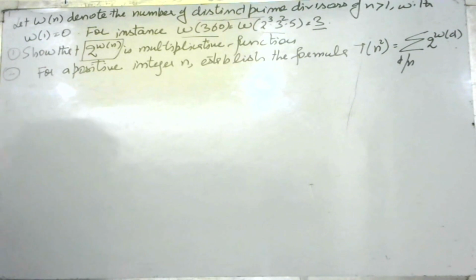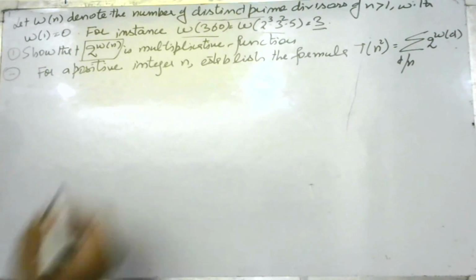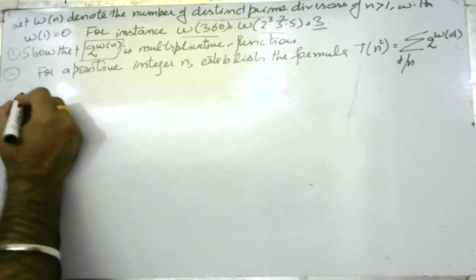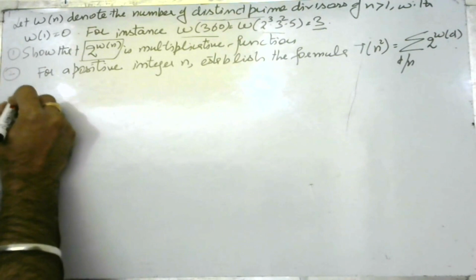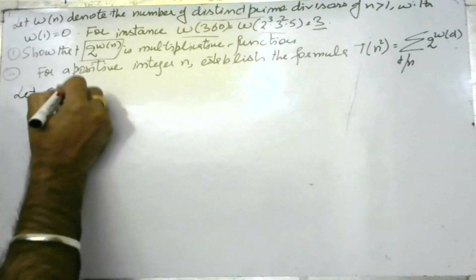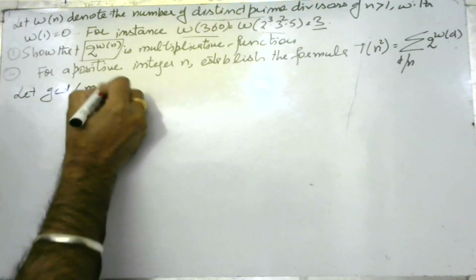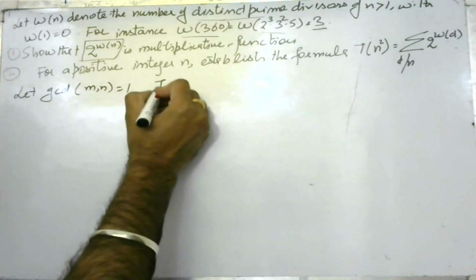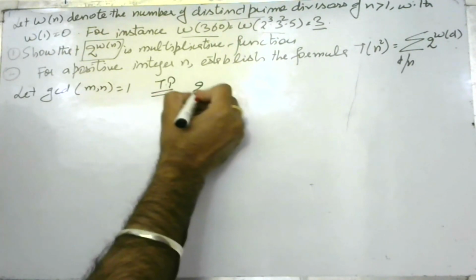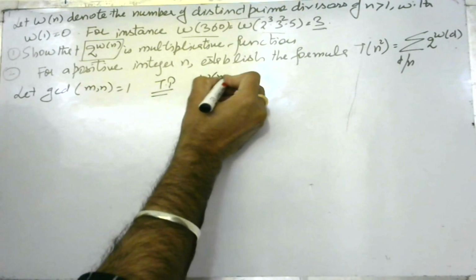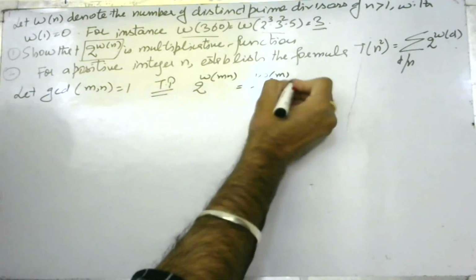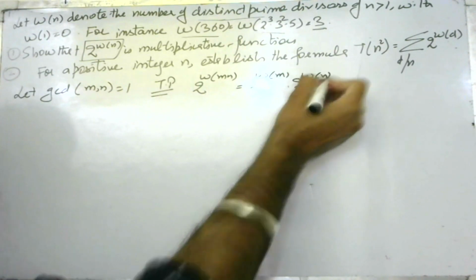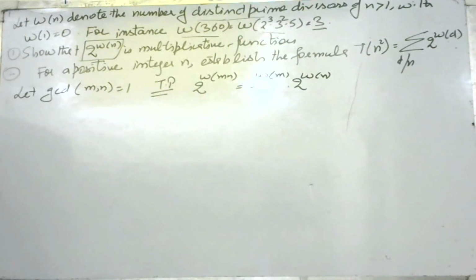So first of all, we try to write what actually we need to prove here. To prove a function multiplicative, we start with two numbers m and n which are relatively prime. Let GCD of m and n be 1, and what we need to prove here is 2 power w(mn) is equal to 2 power w(m) times 2 power w(n). So this is the desired result here.